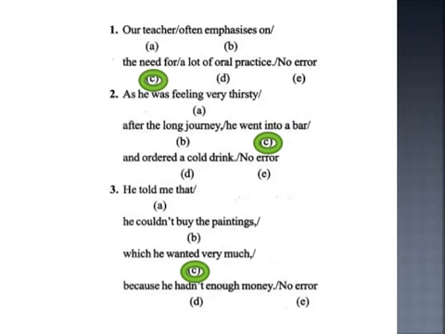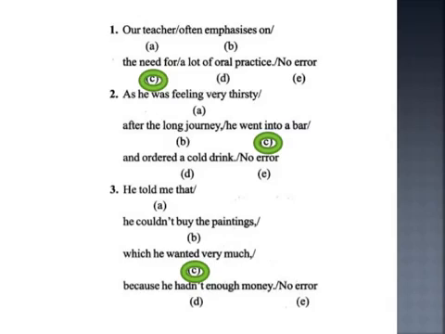So now here the answer is C. Why C is the answer? Now remember here, he told me that. There is a clause there, and this clause is in simple past tense. He told me that he couldn't buy the paintings which he had wanted very much. So one more clause that comes over there, that which he had wanted very much, which shows earlier time, and therefore here you have to use past perfect tense. So here it will be past perfect tense, which he had wanted very much because he hadn't enough money.